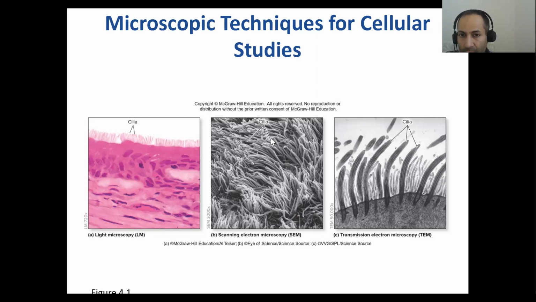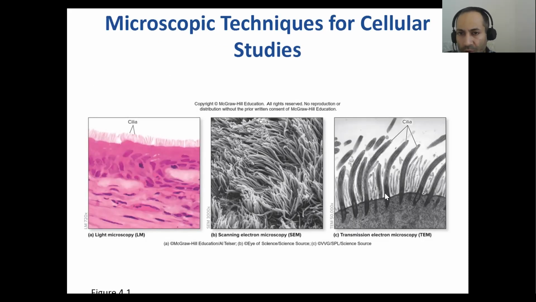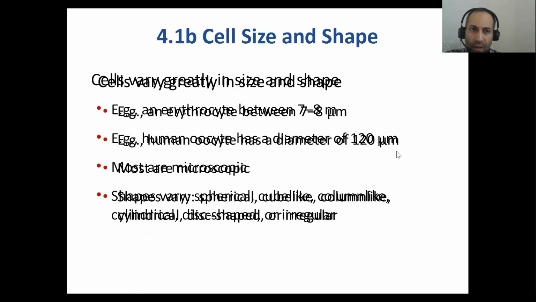Actually, this is a three-dimensional image, right? Here you're looking at a transmission electron microscope image, which is a two-dimensional image. And again, you see the cilia, which kind of looks like this tall grass growing on the epithelium.